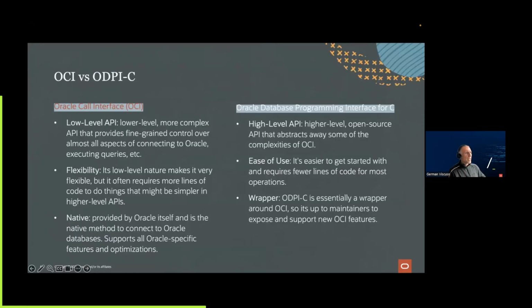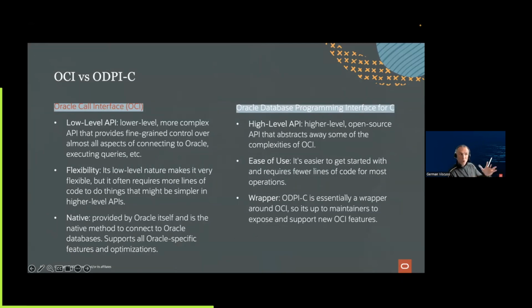So basically, if you take a look here, you will see that the Oracle Call Interface is a low-level API. So it's more complex, provides more control over all aspects, and it's flexible because it's very low level. So it allows you to integrate them into higher level APIs. These are basically the building blocks if you want to use them, and it's native. It's provided by Oracle itself. It's a native method to connect. It includes all the Oracle specific features and optimizations, etc. So it's the big brother.